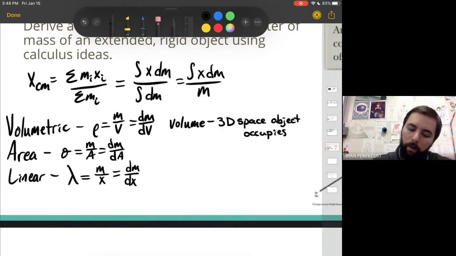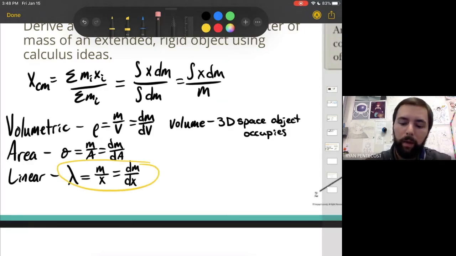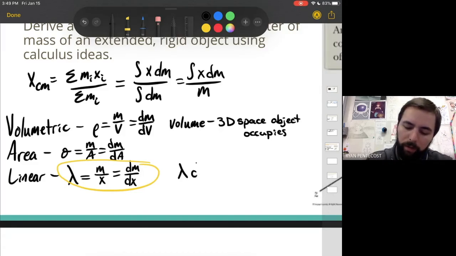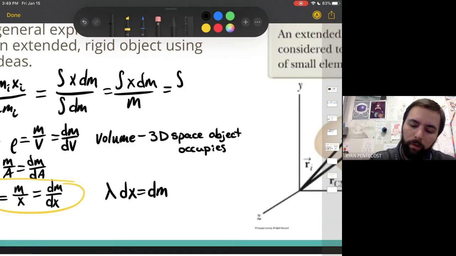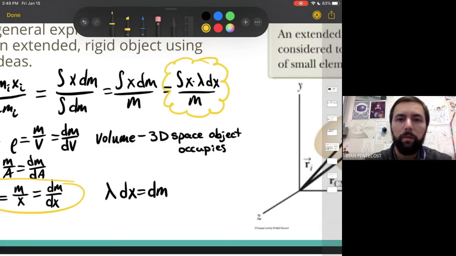Okay? Now, in our integral, you'll notice that we have similar variables. We have x and m, right? So here, if we want to substitute out that dm because it's being kind of complicated, let's solve for dm, isolate it, and then substitute. So if we multiply by dx, you have lambda dx equals dm. And now we can actually substitute that up here. So let's say we have the integral of x times lambda dx divided by mass. Okay? Now that is something that you can actually use.